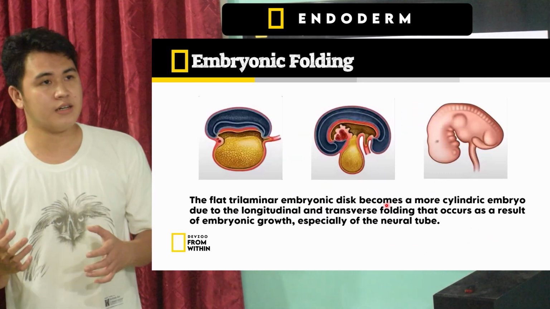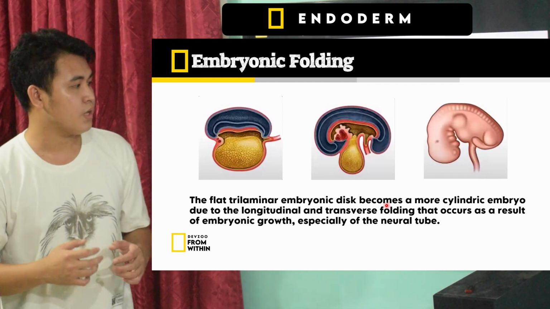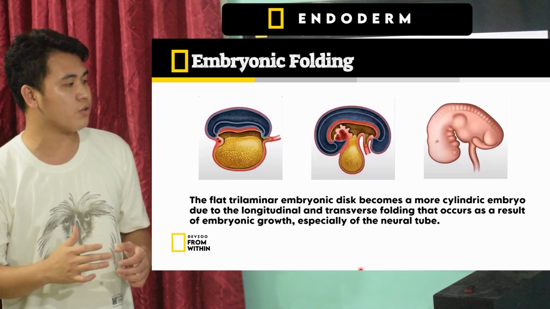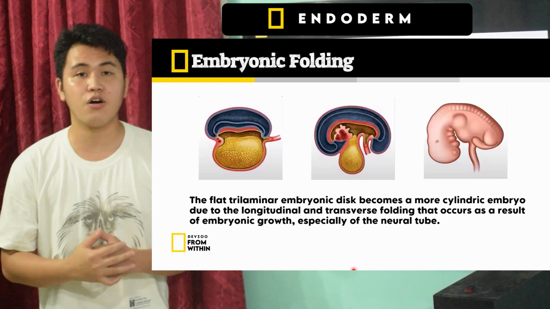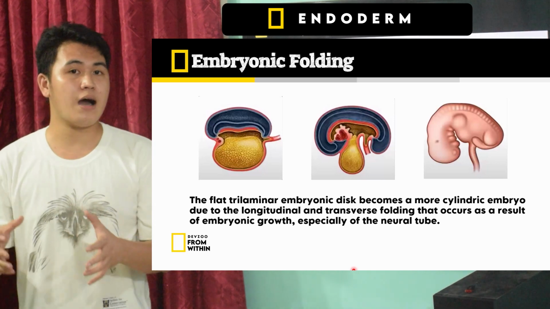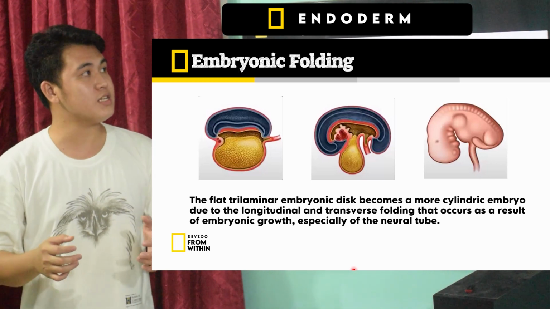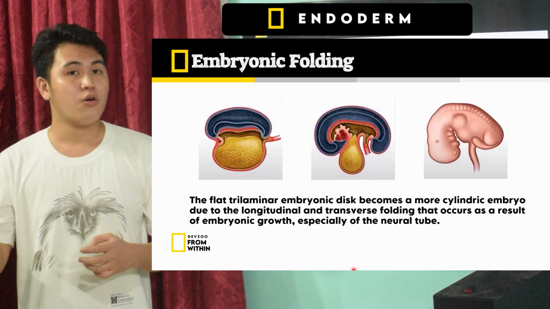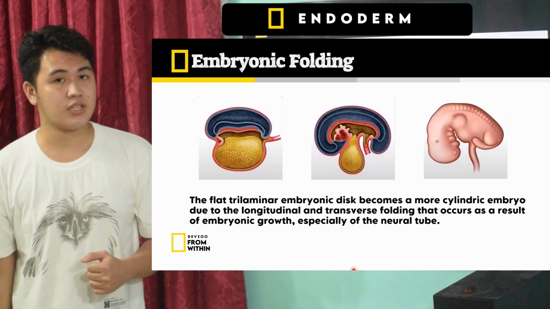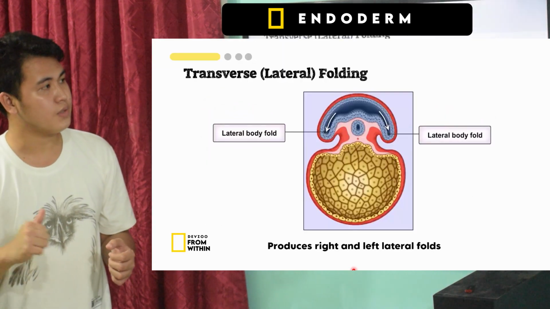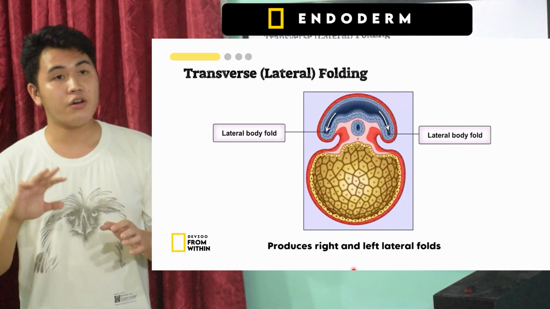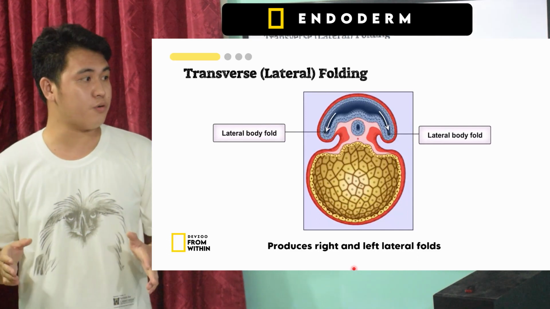due to the longitudinal and transverse folding that occurs as a result of embryonic growth, especially of the neural tube. So there are two foldings that will form in this embryonic folding: the transverse or the lateral folding, and the longitudinal or the sagittal folding. Next. So for the transverse or lateral folding, there are two lateral body folds that will be formed.